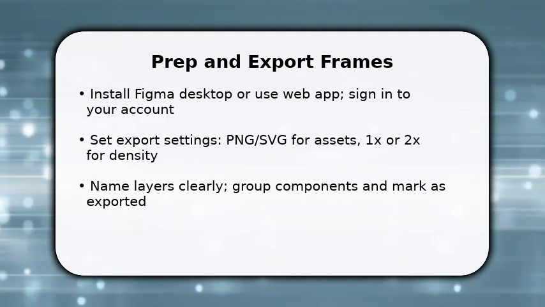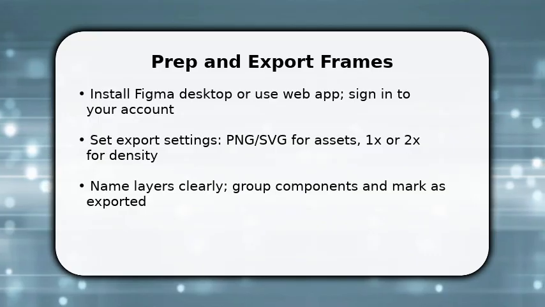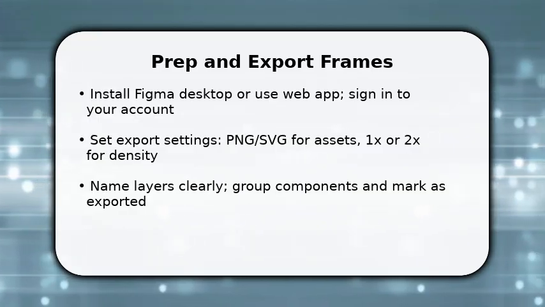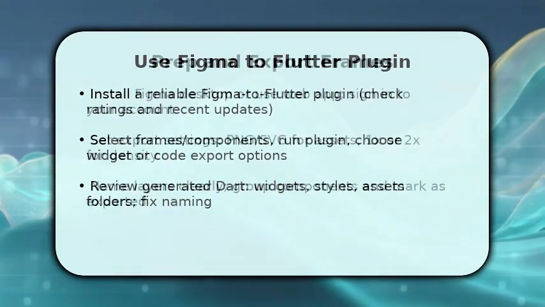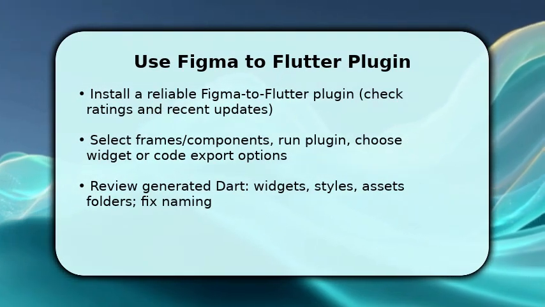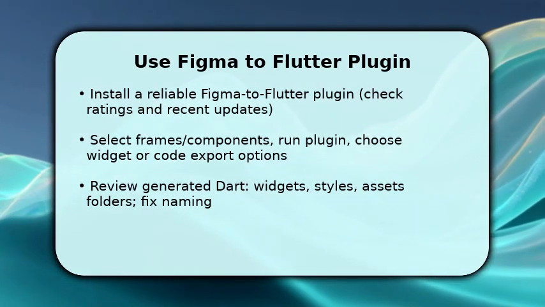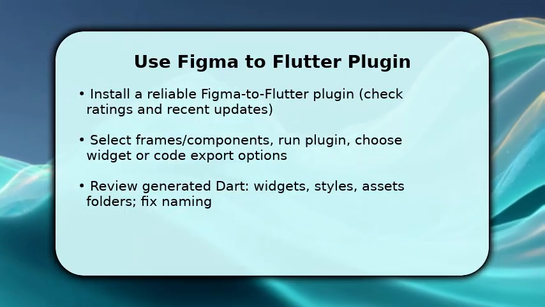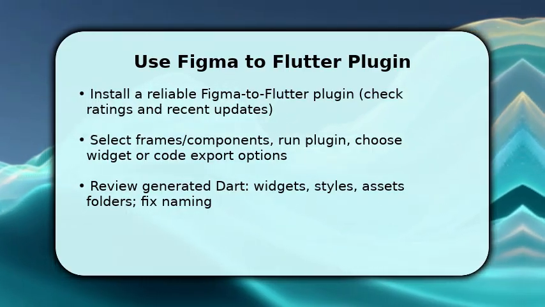You now run the conversion tool. Install and open a Figma to Flutter plugin, then select the frames or components you exported earlier. Choose options for widget generation, responsive layout, and asset paths. The plugin produces Dart files with Flutter widgets, styles, and an assets folder.